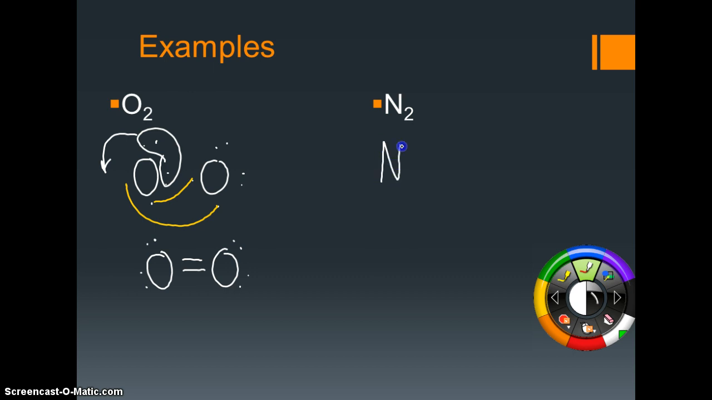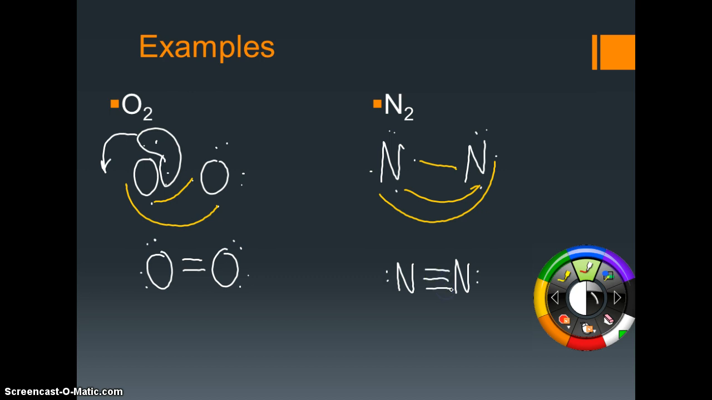Nitrogen gas is N2. So each nitrogen has 5 valence electrons, gives each one 3 free. So when we redraw it neatly, these nitrogens, we're going to shift their shared pairs to the outside there. There are 3 lines between those 2 nitrogens, and that is a triple bond. There's 1 triple bond, 3 shared pairs of electrons.